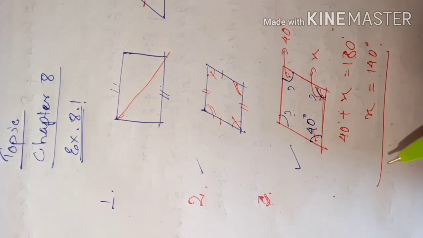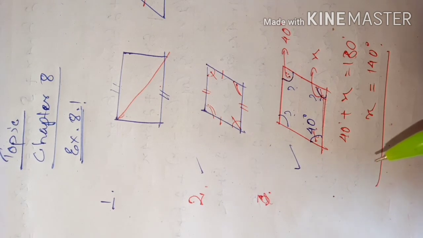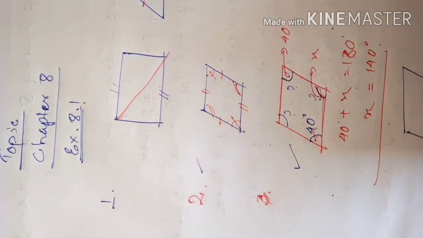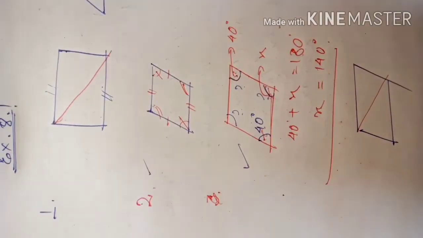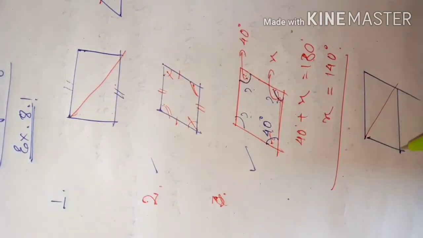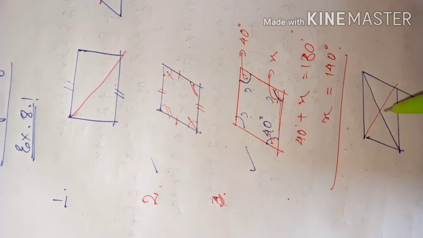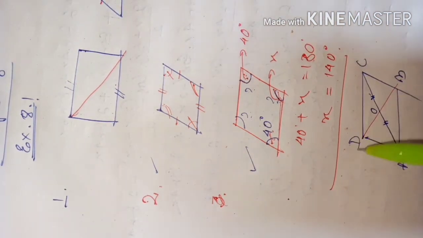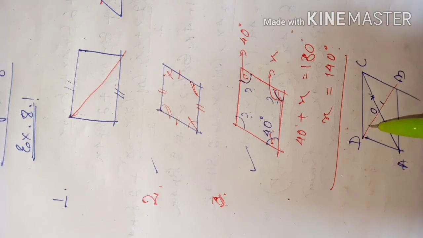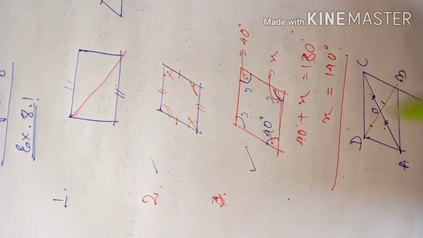You can expect questions like this: the diagonals of a parallelogram bisect each other. This is a parallelogram, this is one diagonal, and another diagonal is this one. These two parts are equal, which means O is the midpoint of diagonals AC and BD. That means BO equals OD. So there may be some questions based on this theorem also.